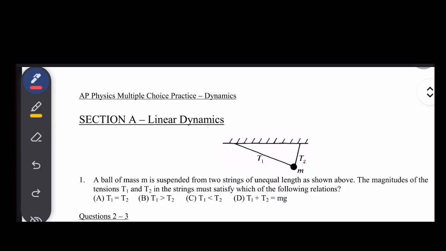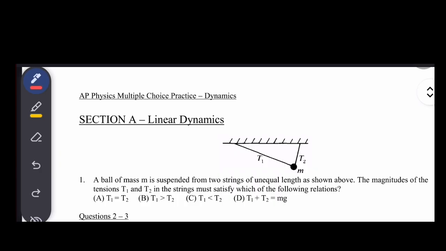So it says a ball of mass m is suspended from two strings of unequal length as shown above. The magnitudes of the tension T1 and T2 in the strings must satisfy which of the following relationships? So one thing we need to know, guys, is that since the ball right here is stationary, all the forces cancel out since it's in equilibrium, so it means that it's not moving.